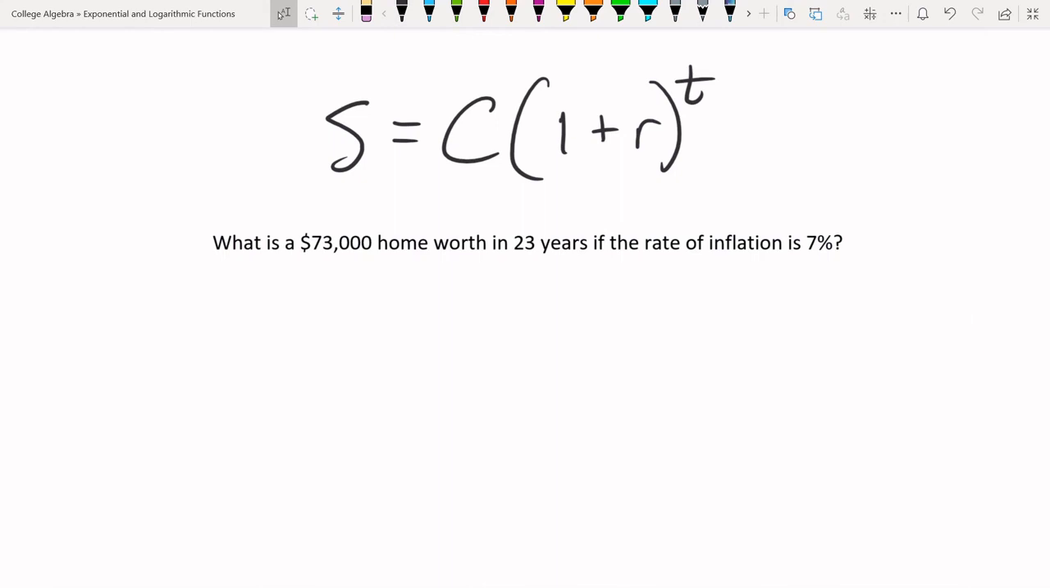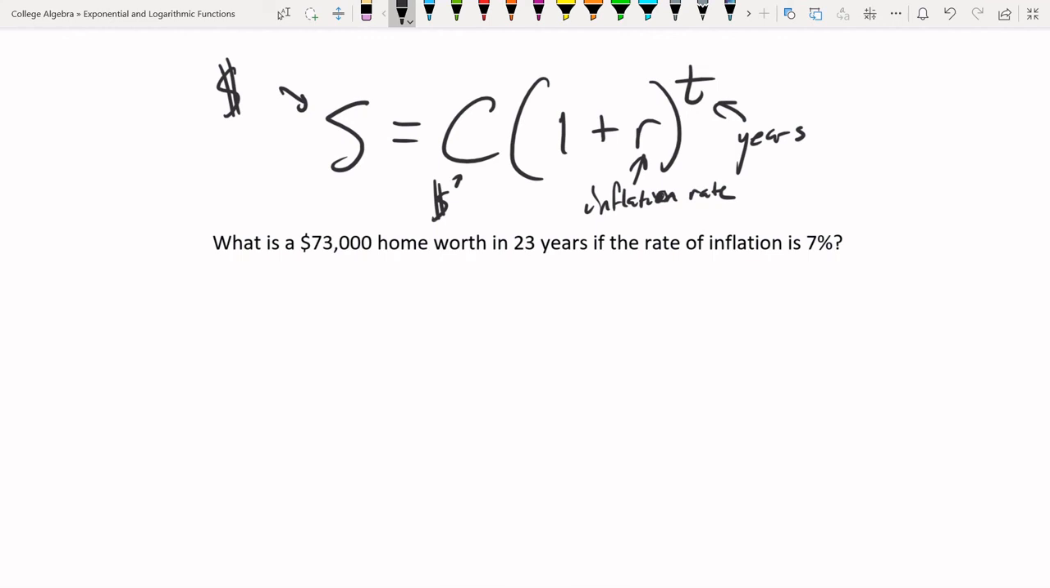Okay, the last thing we'll talk about in this video is this problem here. This model is inflation. Today's value of the dollar C, so this is the dollar amount here, this is today's dollar amount. After T years, with inflation rate R, it is going to be worth S dollars after T years. So we expect this number to increase.